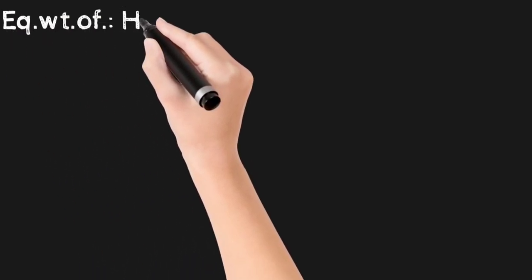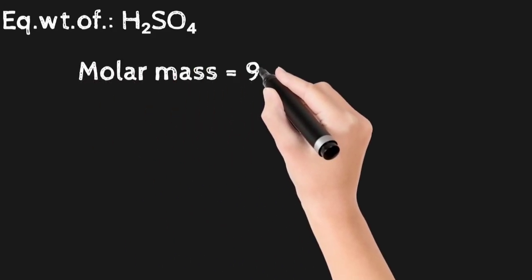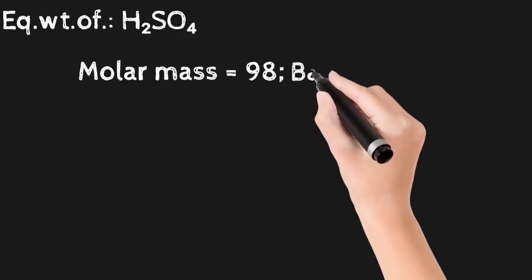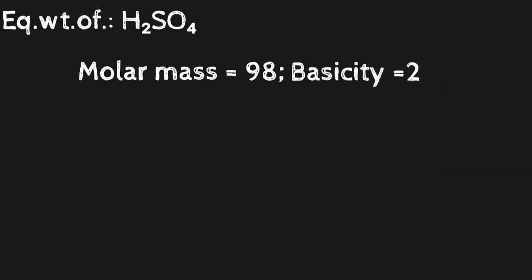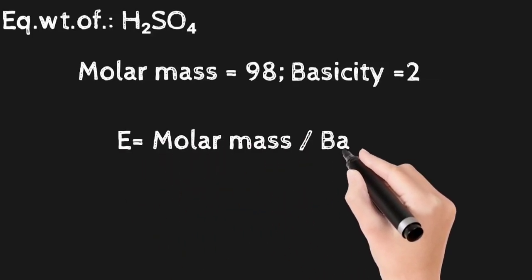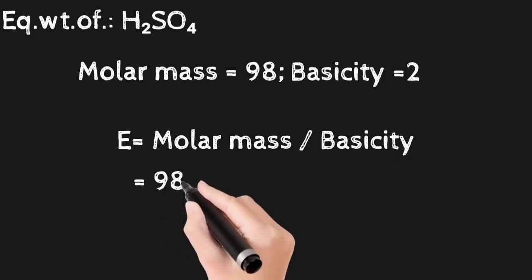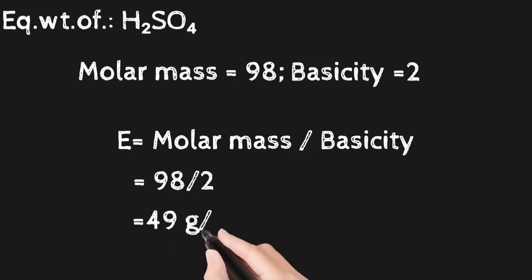Let's find the equivalent weight of H2SO4. Molar mass of H2SO4 is equal to 98. Basicity of H2SO4 is equal to 2. Formula for finding equivalent mass is equal to molar mass divided by basicity. So 98 divided by 2, we get the answer as 49 gram per equivalent.